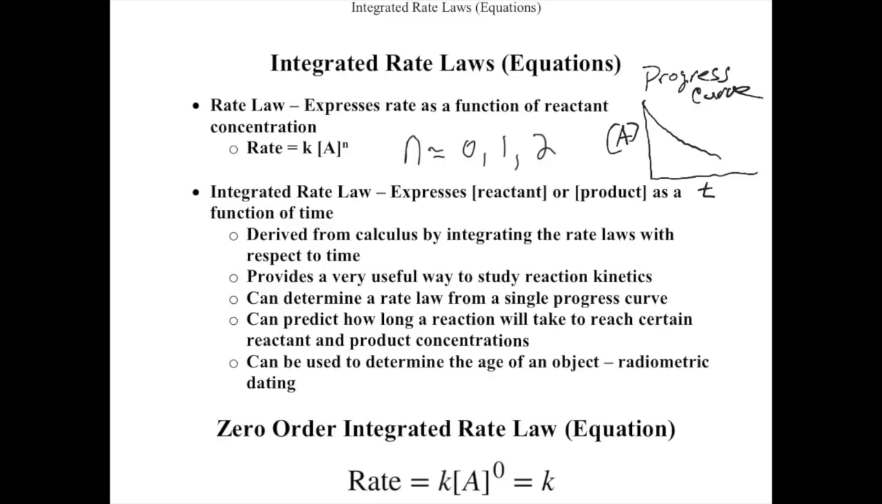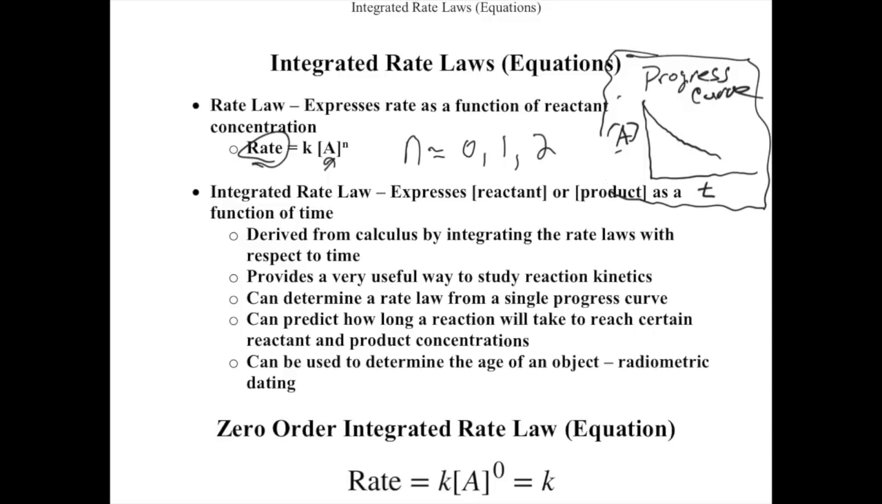That's just an example. So it would be nice if, instead of doing a bunch of experiments where we have to measure a given rate at a bunch of different concentrations of A, we could get a lot of the same information from a single progress curve. Well, we can. And that's because we can use something called the integrated rate equations, or rate laws. I use them interchangeably, so you'll have to get used to that.